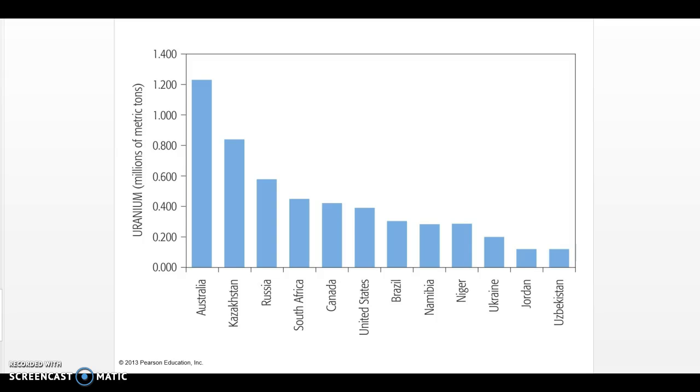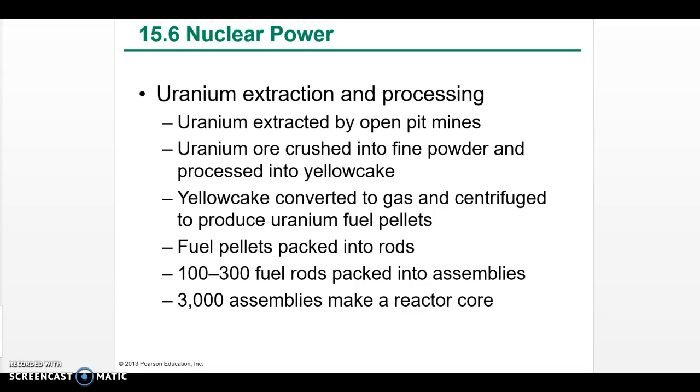So this just shows you, like other primary energy resources, uranium ore, which is what we use, is found in large quantities and, of course, in relatively few locations around the world. You can see this is where most of it is found, and I'm just going to talk to you about how this happens. So uranium is extracted by open mine pits.